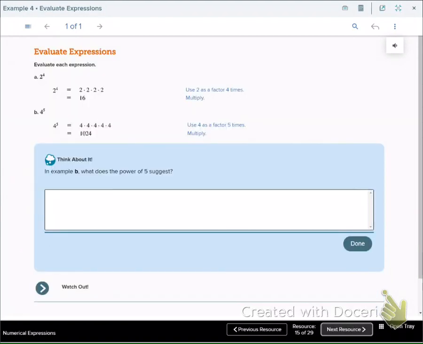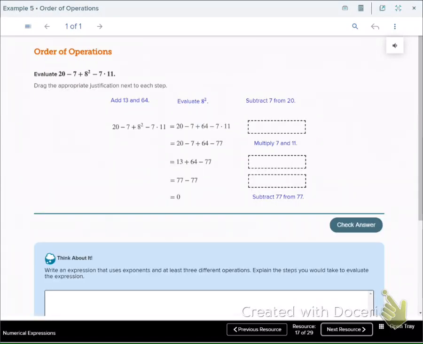So quickly, let's look at this. 2 to the 4th power is the same as 2 being multiplied by itself 4 times. 4 to the 5th power is the same as 4 being multiplied by itself 5 times.